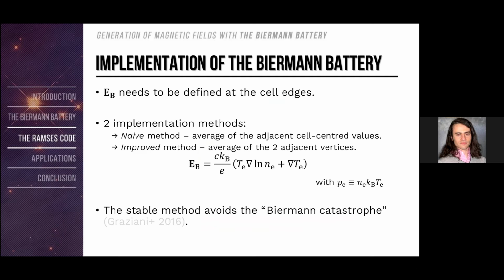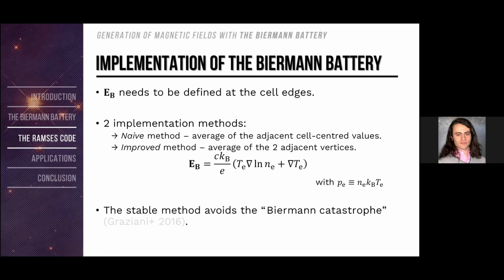And so, as the EMF whose circulation defines the B flux lies at the cell edges, the Biermann term has to also be defined at the edges. In order to do so, I implemented two different methods. The first one, which we call the naive method, is the most straightforward one. Since the quantities involved in its expression, namely n_e and P_e, are located at the center of the cells, calculating E_B at an edge requires averaging its value at the center of the cells sharing that edge.